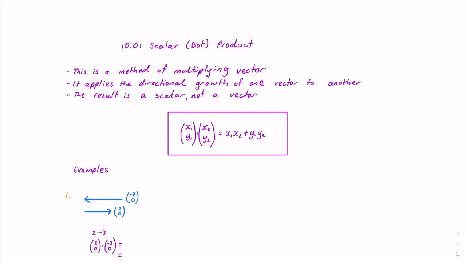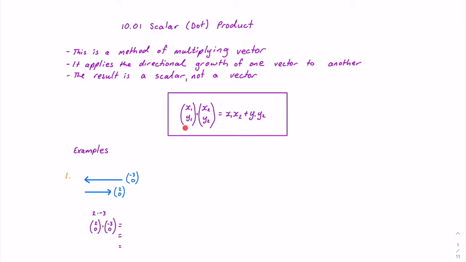So exercise 10.01 is about the scalar product, which is also called the dot product. It is a method of multiplying vectors. It applies the directional growth of one vector to another, and we'll come back to what that means. That's a bit tricky to get your head around, but we will see that. The result's a scalar, not a vector, so it's just a number. It doesn't have direction. And to calculate it, this is a formula here.